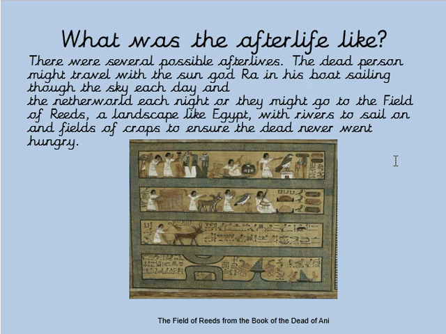What was the afterlife like? There were several possible afterlives. The dead person might travel with the sun god Ra in his boat, sailing through the sky each day and the netherworld each night, or they might go to the field of reeds, a landscape like Egypt with rivers to sail on and fields of crops to ensure the dead never went hungry. So there are lots of different possible places they could have gone to in the afterlife.